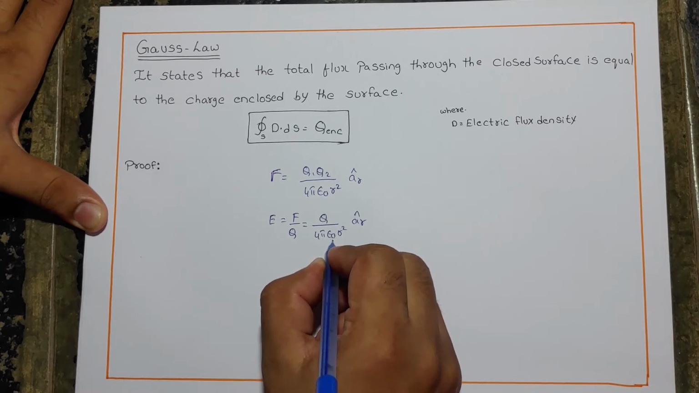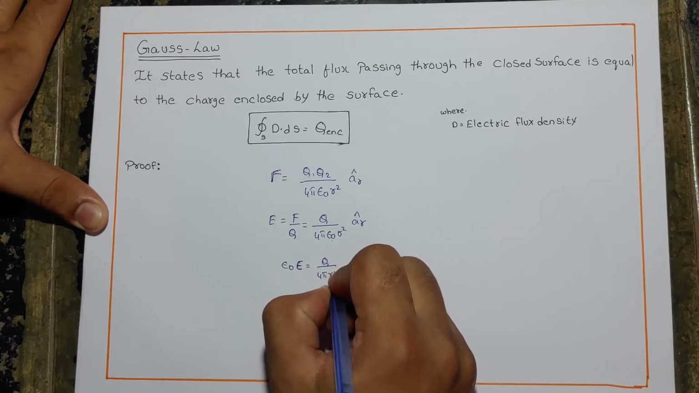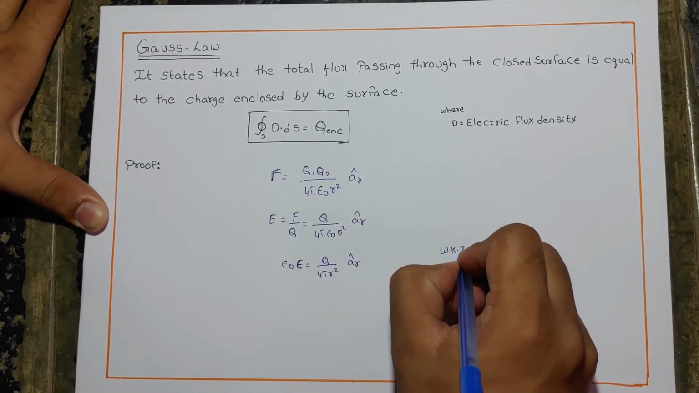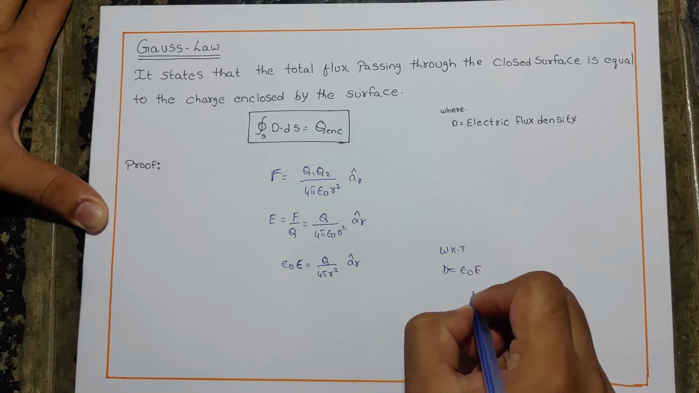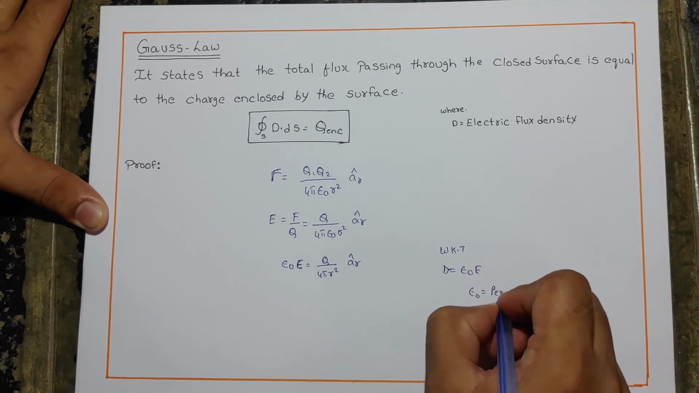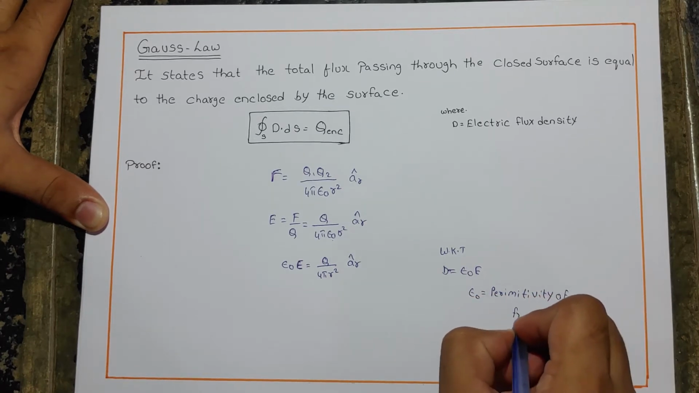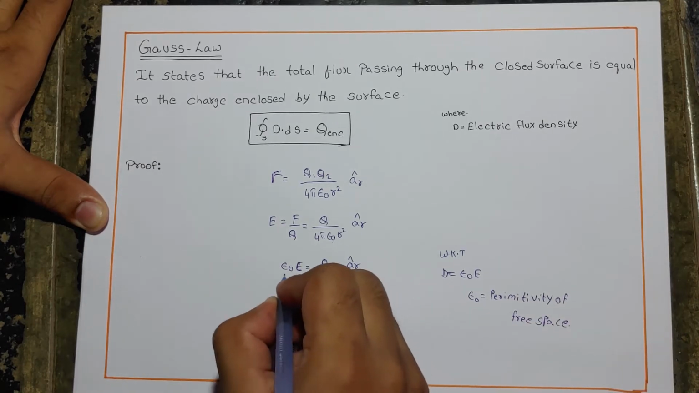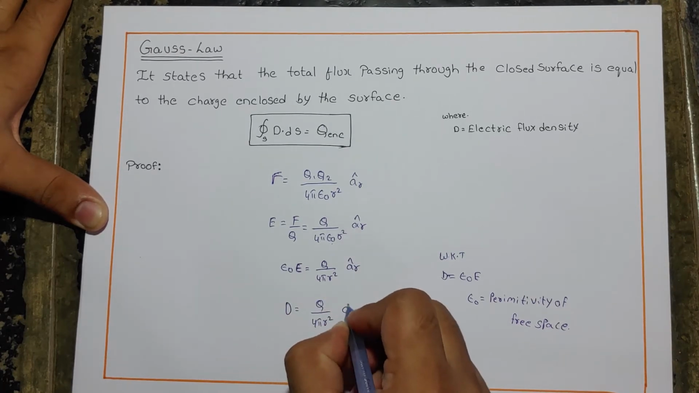Here let us take epsilon naught to this side, that is epsilon naught times E is equal to Q by 4 pi R square into aR cap. We know that D is equal to epsilon naught E, where epsilon naught is the permittivity of free space. That is D is equal to Q by 4 pi R square aR cap.